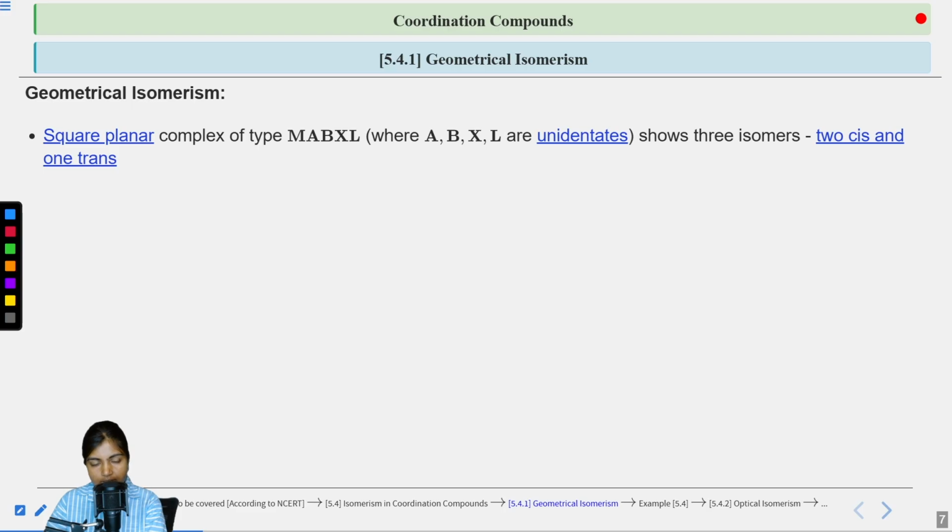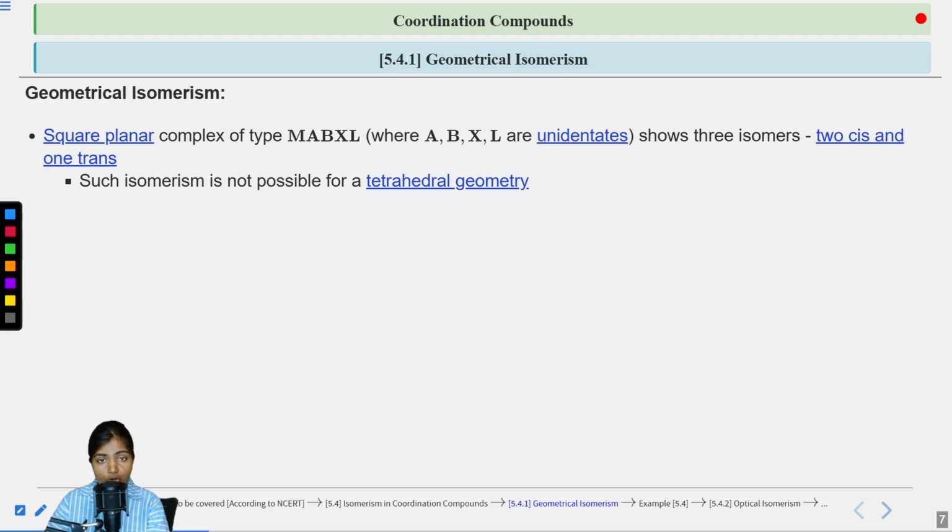Square planar complex of the type MABXL, where A, B, X and L are unidentates. Again, only one donor atom is present in these ligands. So if you have a square planar complex where the metal has four different types of unidentate ligands, they show three isomers in total, in which two are in the cis form and one is the trans form.